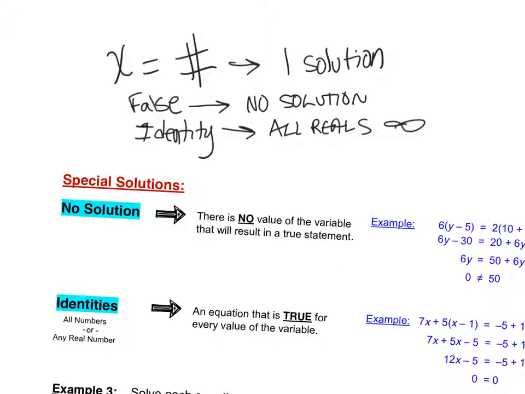These are all the 3 types of equation solutions that you could have. You could either get an answer, you can get no solution because it's a false statement, or you can get all real numbers or identity.